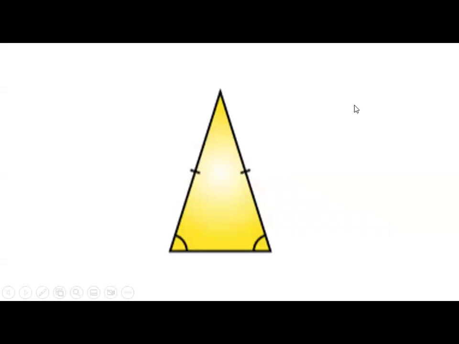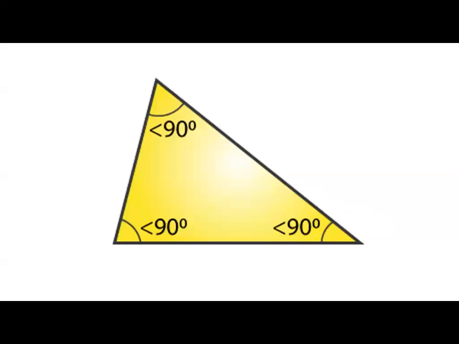Jasmine? So it's isosceles. Yeah, you're right. And so what's the angles with it? Acute, yeah. So it's an acute isosceles triangle. Perfect. And Austin, last one.